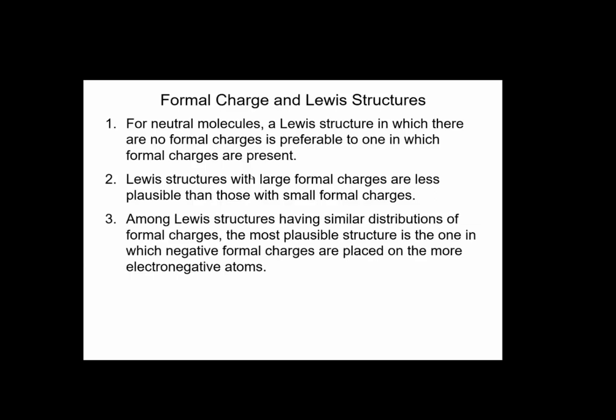What if we have two options which both have formal charge and they have an equal amount of formal charge, which is better? It says the option which has the negative formal charge on the more electronegative atom is more acceptable. So you look where the negative charge is sitting. If the negative charge in one structure is sitting on the electronegative atom, that's a better option when you have equal charges.